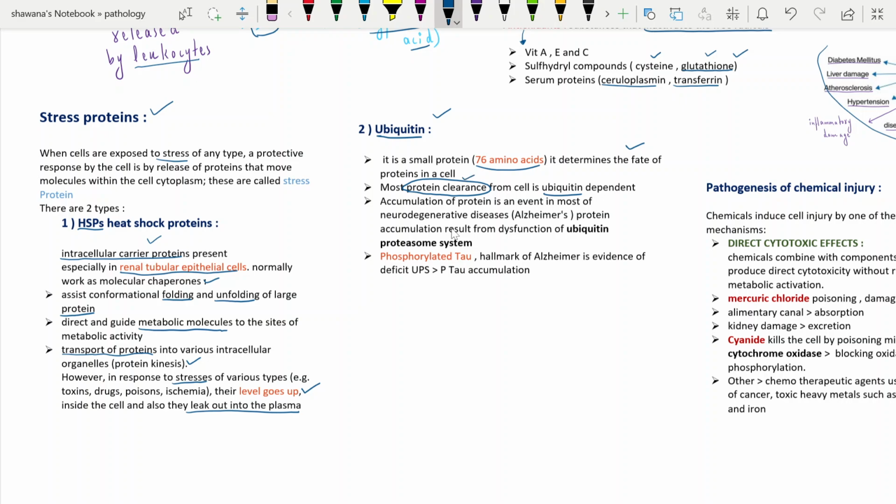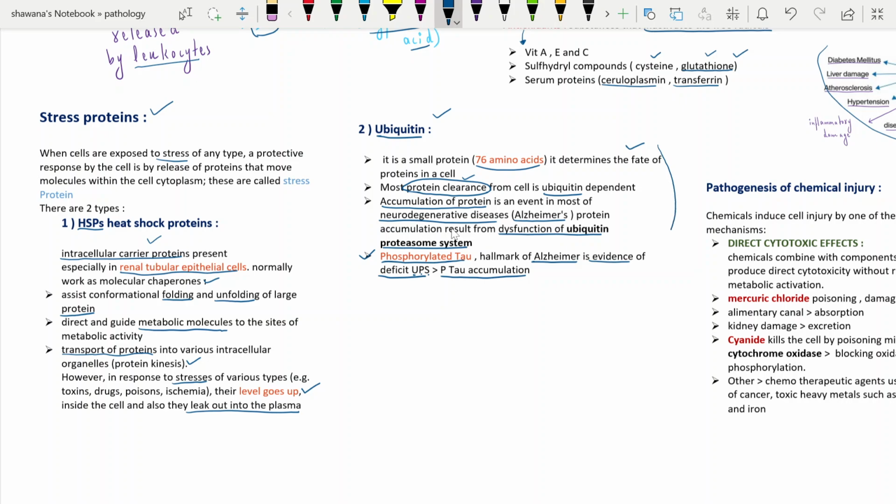But in case of ubiquitin dysfunction, the accumulation of protein inside the cell occurs, and it is the basis for many neurodegenerative diseases like Alzheimer's and Parkinson's, because it is a result of the dysfunction of the ubiquitin proteasome system. For example, phosphorylated tau is the hallmark of Alzheimer's disease, and it is the evidence for the deficit of the ubiquitin protease system, and it causes the p-tau accumulation.